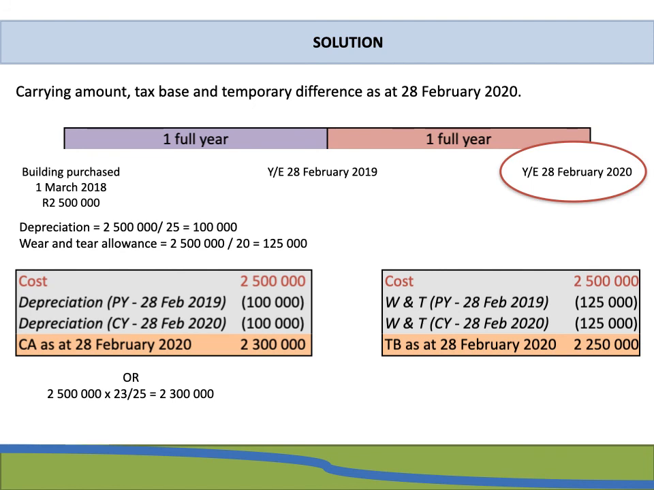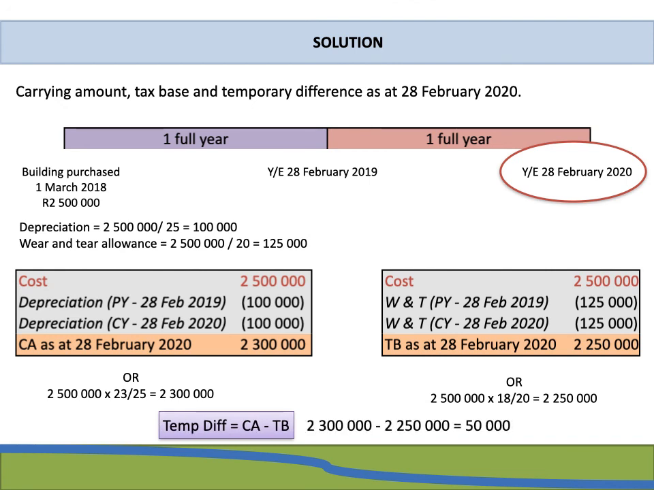So if we wanted a shorter way to calculate this, we could say 2.5 million multiplied by 18 because we've already claimed 2 years worth of wear and tear allowances, and divided by 20, which gives us the same answer, being 2,250,000 Rand. Then as a last step to calculate our temporary difference, we're going to say carrying amount minus tax base. So the 2.3 million Rand minus 2,250,000 Rand will give us a temporary difference of 50,000 Rand.